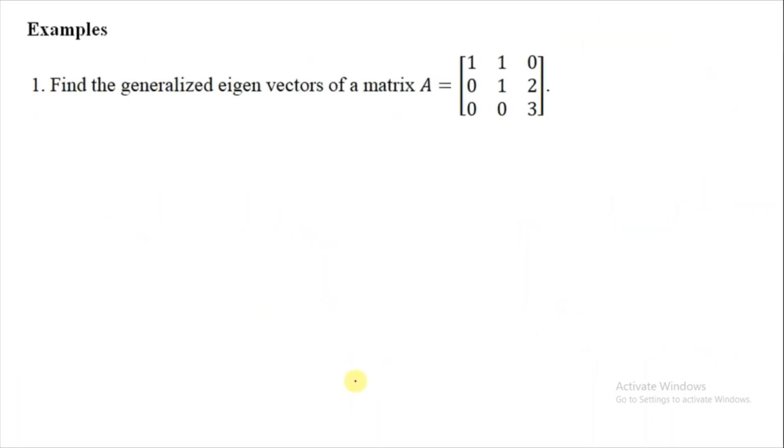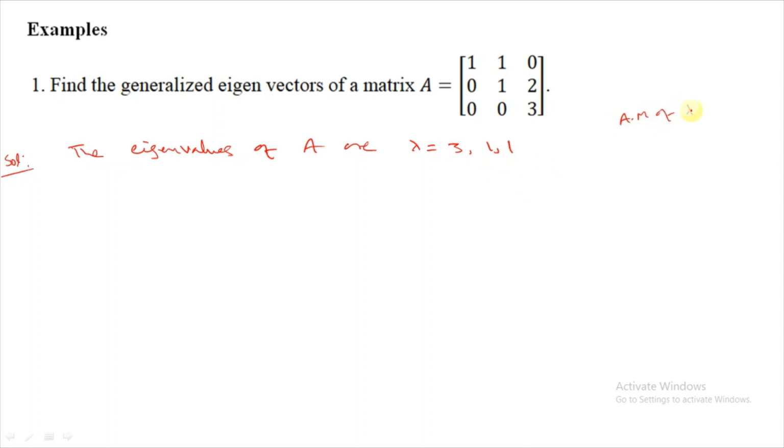Okay, an example: the generalized eigenvectors of a matrix. This one is an upper triangular matrix. Now we know the eigenvalues. Directly I am writing, the eigenvalues of A are lambda equal to 3, 1, 1. The algebraic multiplicity of lambda equal to 3 is 1. That means corresponding to lambda equal to 3 we get one eigenvector.